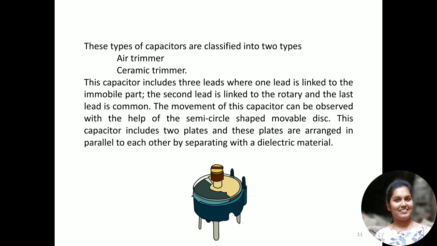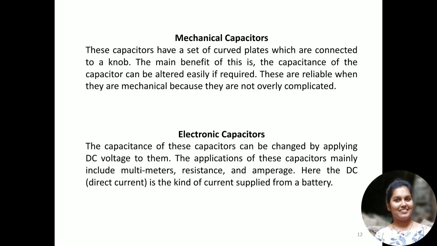And the next types of capacitors are mechanical capacitors and electronic capacitors. So let's see what a mechanical capacitor is. These capacitors have a set of curved plates which are connected to a knob. The main benefit of this is the capacitance of the capacitor can be altered easily if required. These are reliable because they are mechanical and not complicated.